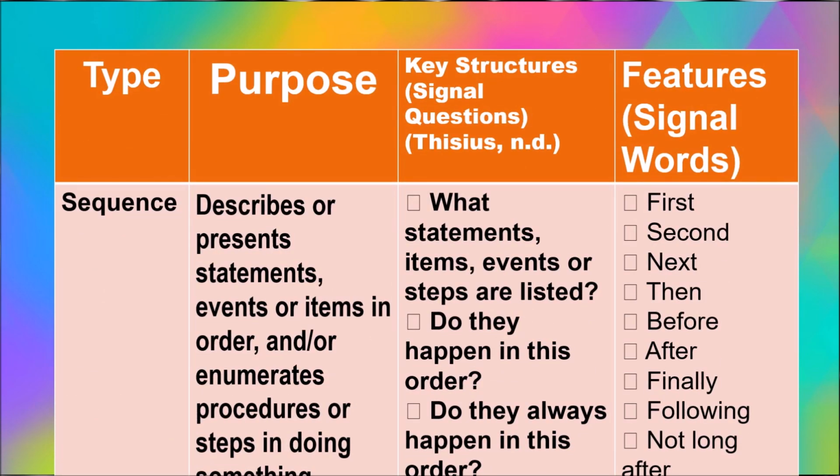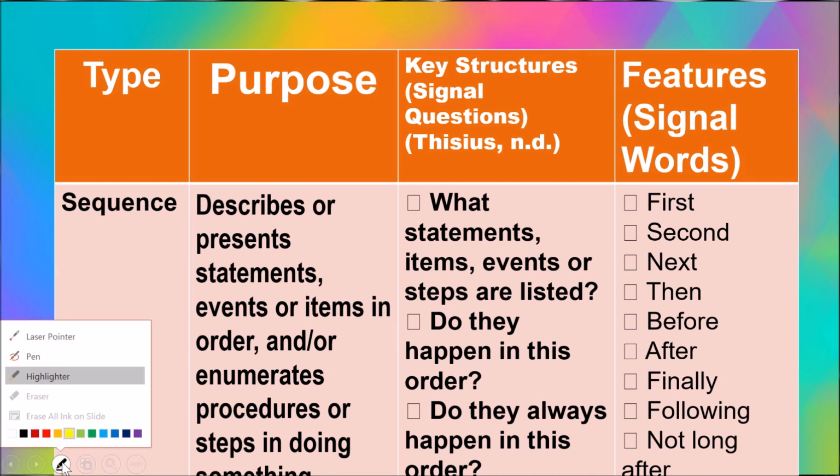So, the type, purpose, the key structure, these are the signal questions. And the features or signal words. For sequence, what's the purpose?